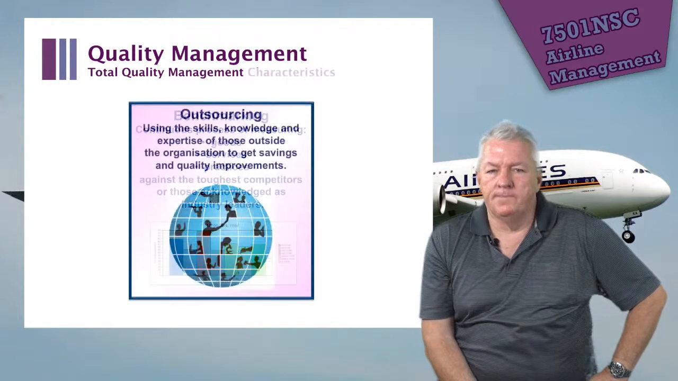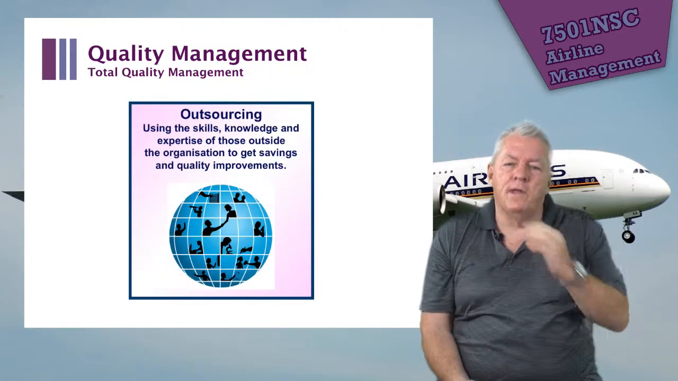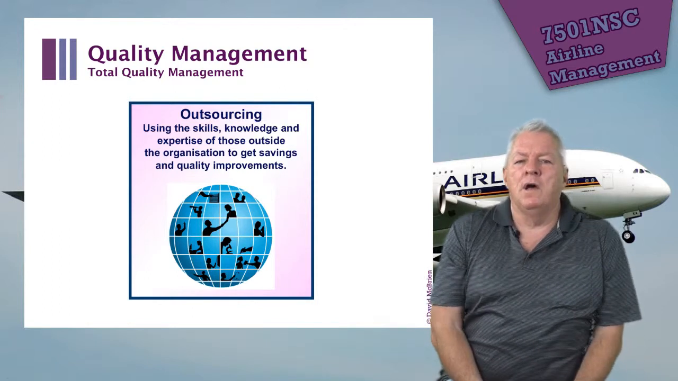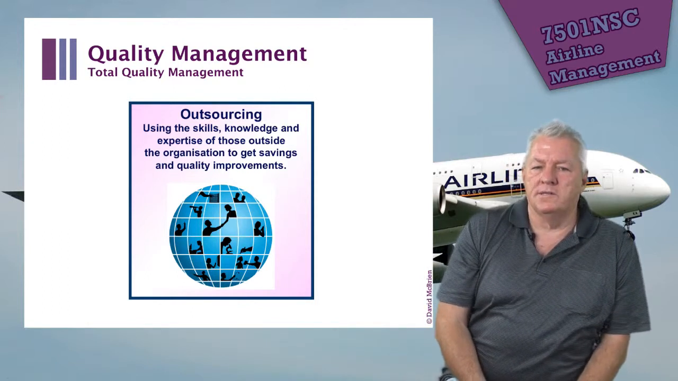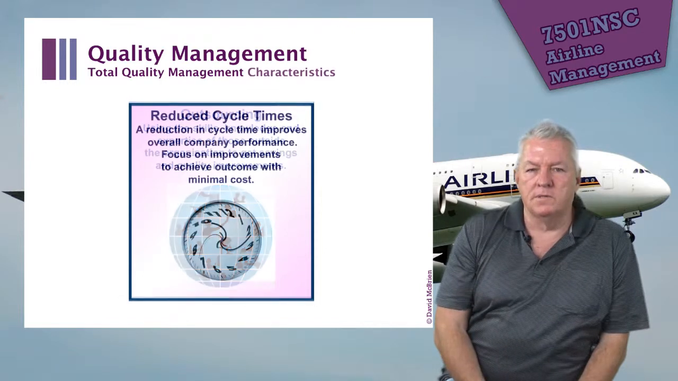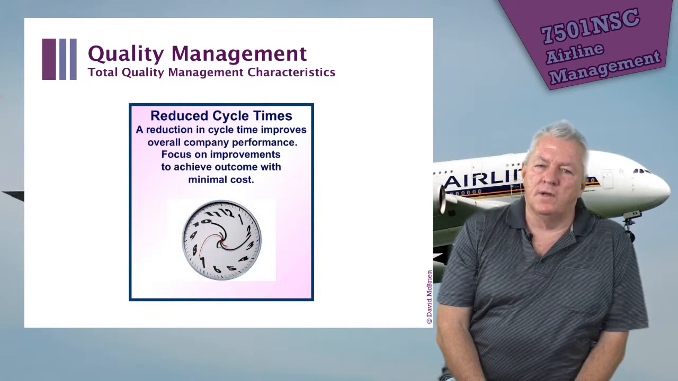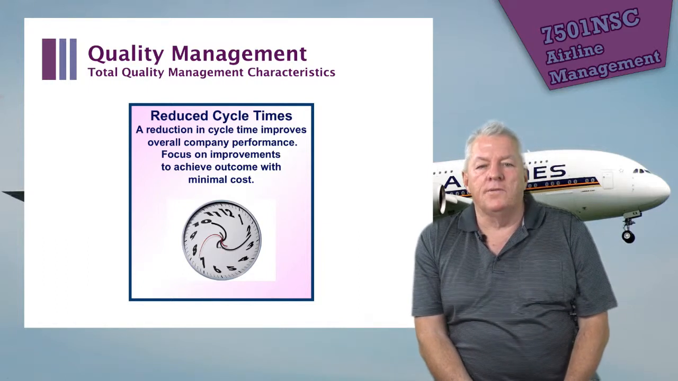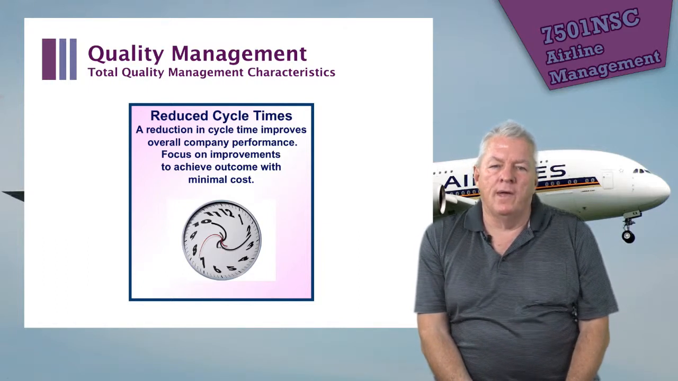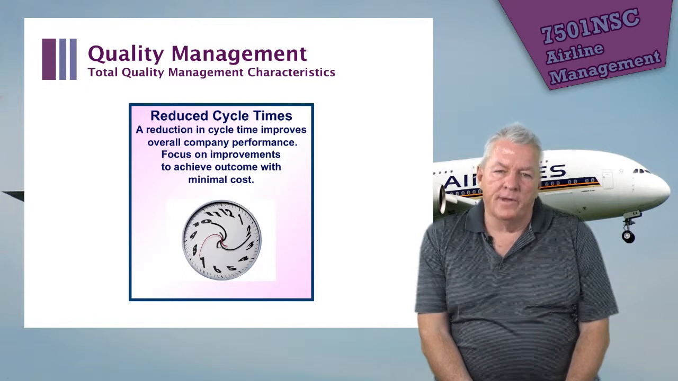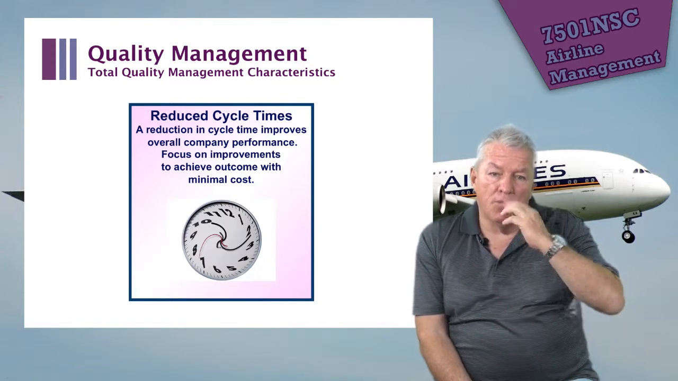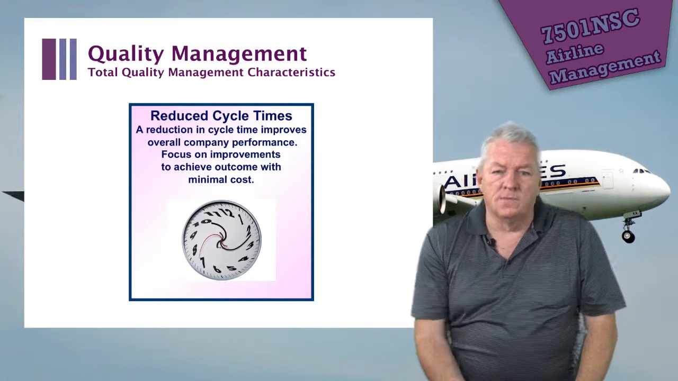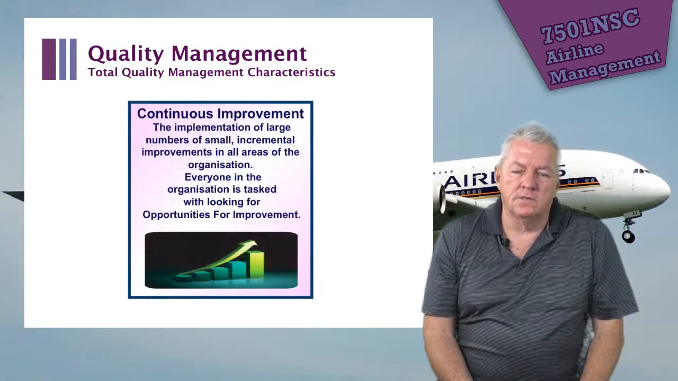Outsourcing. Rather than having everything inside the organisation, you're using the skills, knowledge and expertise of those outside the organisation to get savings and quality improvements. And reduce time cycles. A reduction in cycle times improves overall company performance. It focuses on improvements to achieve outcomes with minimal cost. And again, that's an important thing to remember. What we're after here is reducing the time spent in producing the goods and services.